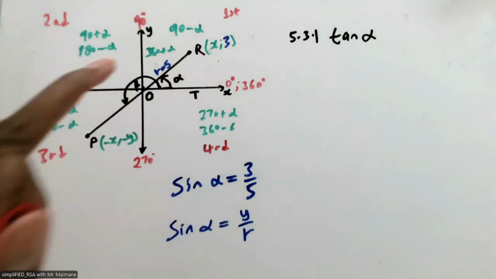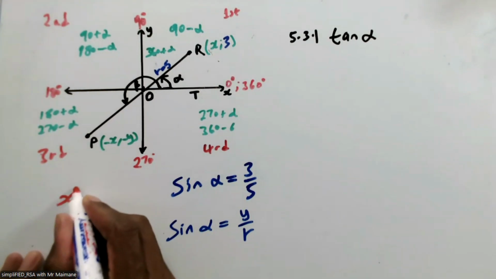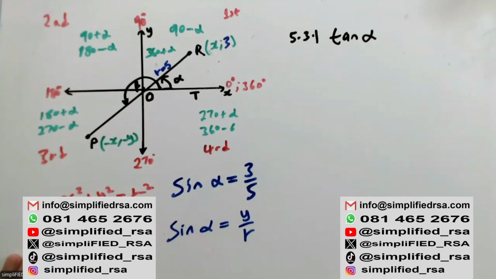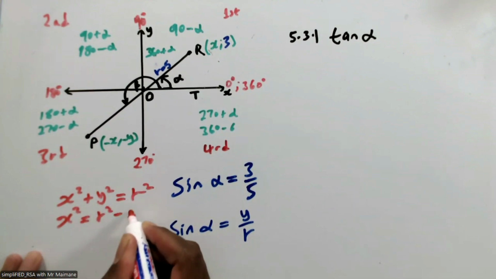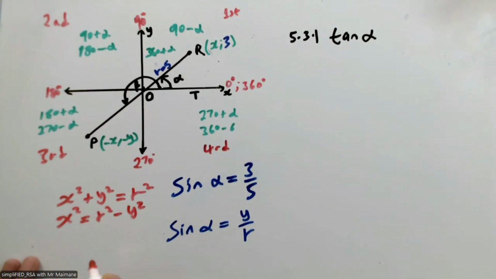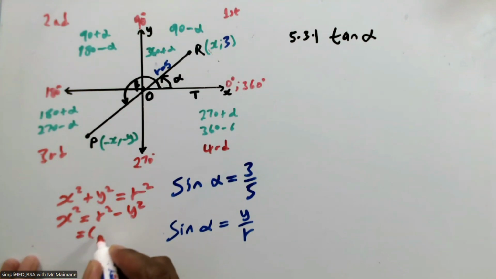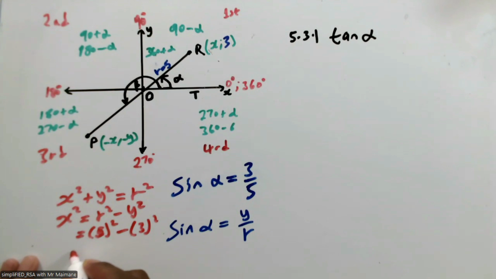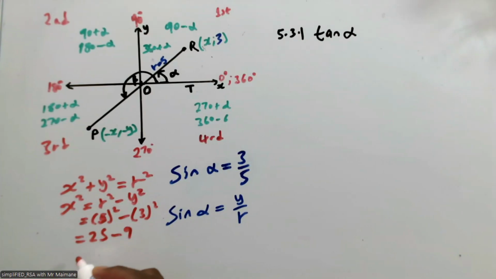So to get the value of x for this part, I will say x squared plus y squared is equal to r squared. Therefore, x squared is going to be r squared minus y squared. Therefore, what do I have? r is 5 squared minus 3 squared. Therefore, I will have 25 minus 9, and 25 minus 9 is 16.